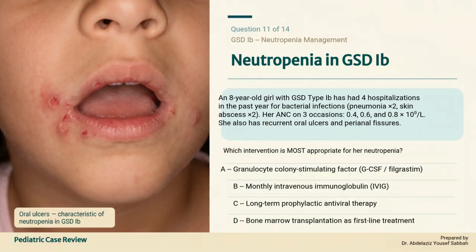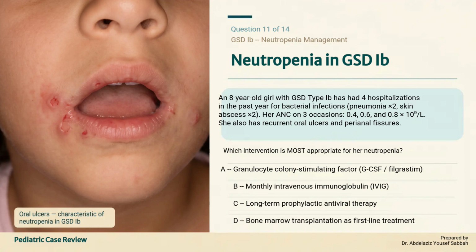Question 11. An 8-year-old girl with Glycogen Storage Disease Type 1b has had 4 hospitalizations in the past year for bacterial infections, 2 for pneumonia and 2 for skin abscesses. Her absolute neutrophil count on 3 occasions was 0.4, 0.6, and 0.8 times 10 to the 9th per liter. She also has recurrent oral ulcers and perianal fissures. Which intervention is most appropriate for her neutropenia?